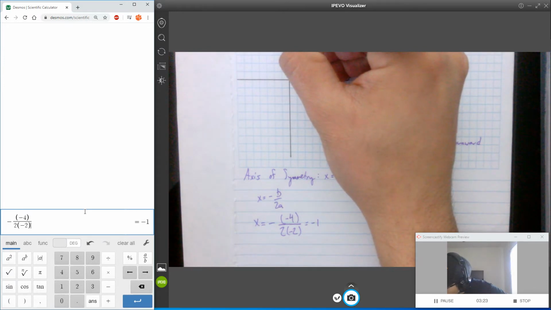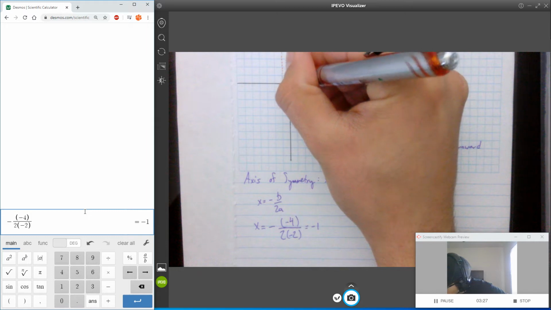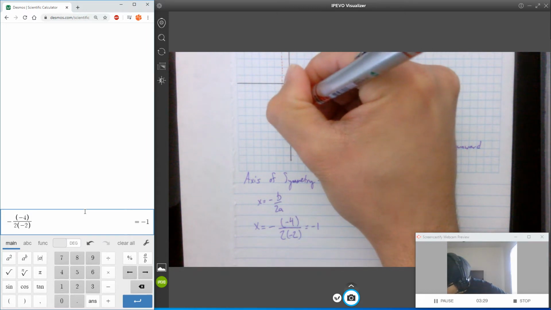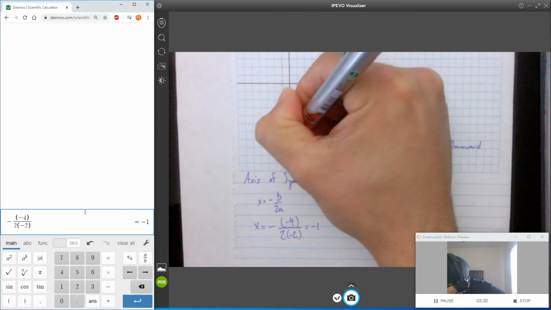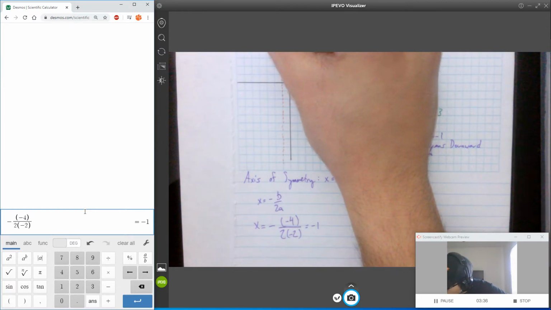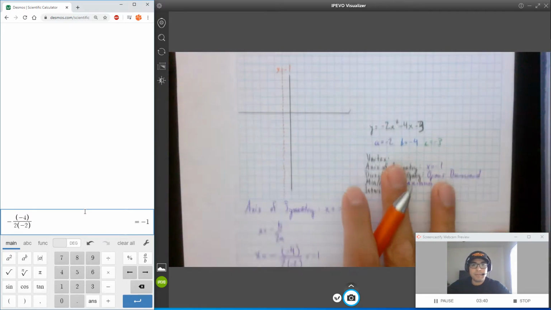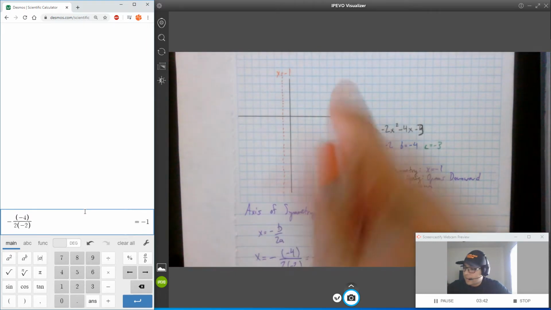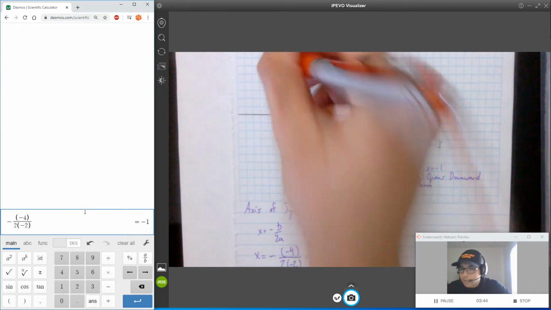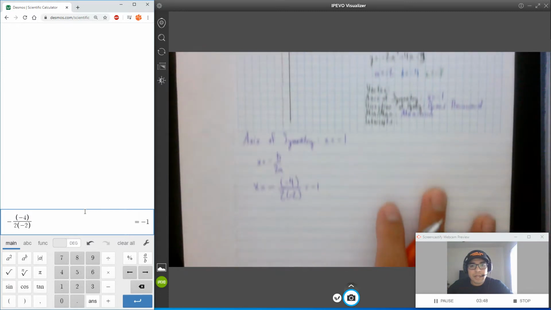So x equals -1. So all of that right there is equal to x equals -1. I'm going to write it right up here. x equals -1. Oh, check it out. Take a look. x equals -1. So I have that there.